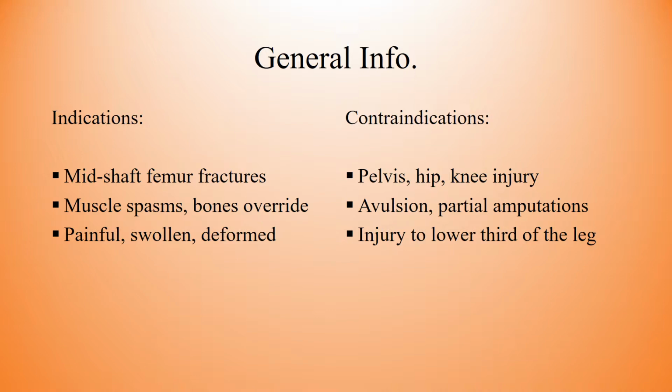Some general information regarding the traction splint. The indications for applying a traction splint are a midshaft femur fracture. When you assess the patient, you'll notice an area in the mid-thigh that may be painful, swollen, or deformed. But the femur fracture that we splint will be mid-shaft.